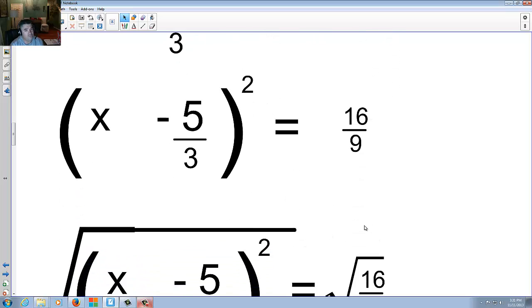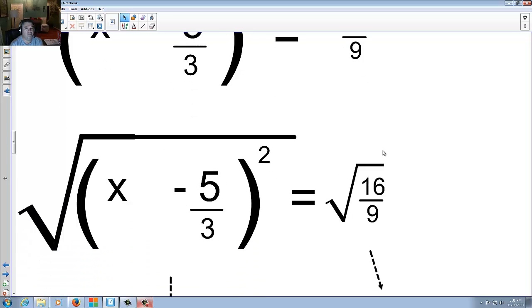Root this. Remember, when you root a fraction, you root the top, root the bottom.